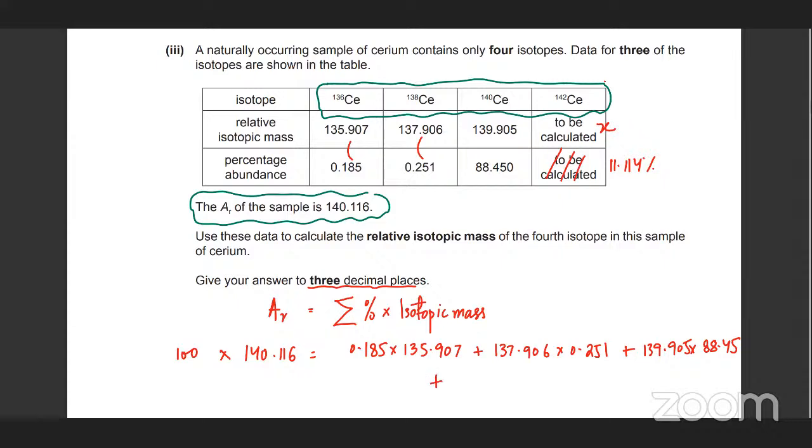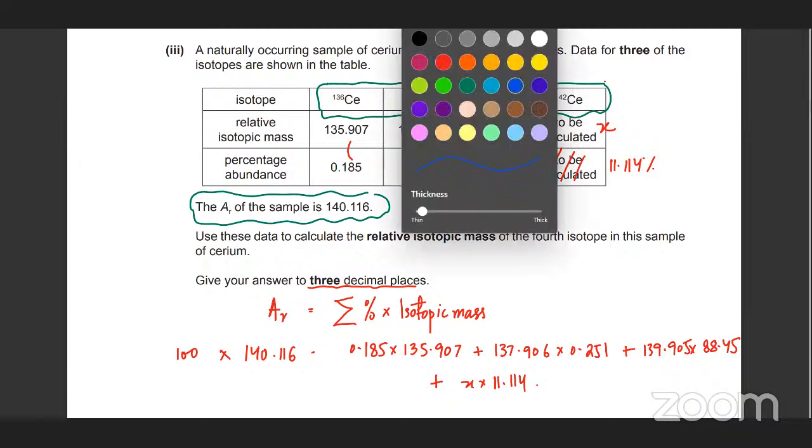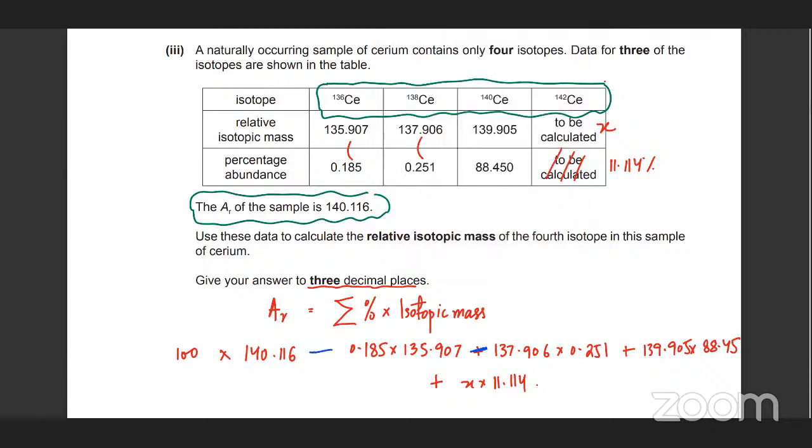And the last one is, what is the last one? It's X times 11.114. Can somebody try and find what X is? And again, be very careful with your calculations. If I take everything to the other side, this entire thing would become minus. So all these values are actually negative. And then everything would be divided by 11.114.